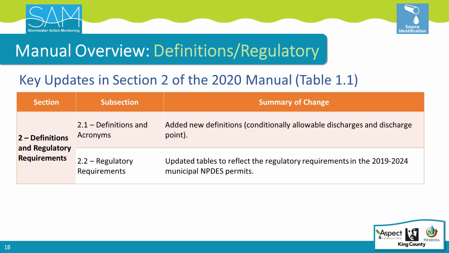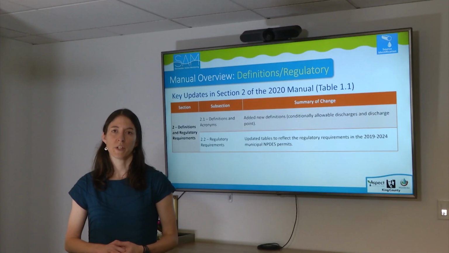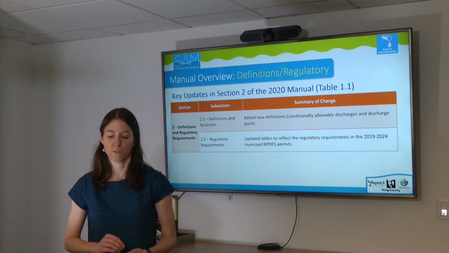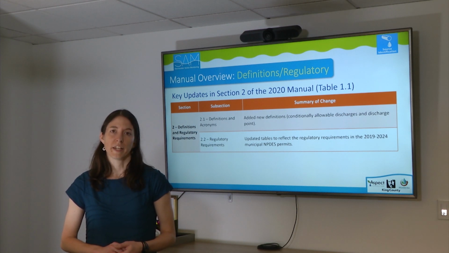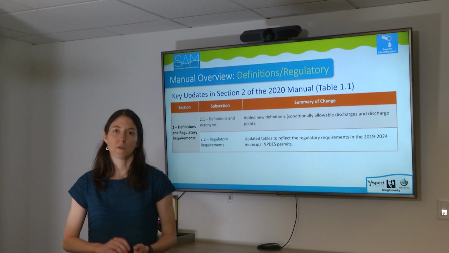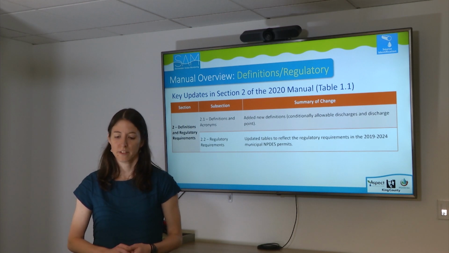We also updated the tables in section 2.2, which include table 2.1, looking at the phase 1 and phase 2 permittee requirements in the 2019-2024 permit. And then table 2.2, the secondary permittees. So secondary permittees are Port of Seattle, Port of Tacoma, and any other secondary permittee included in the Western Washington permit or the Eastern Washington permit.